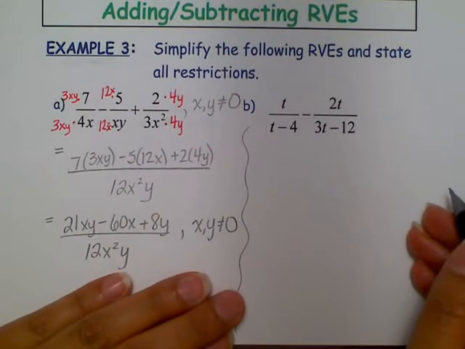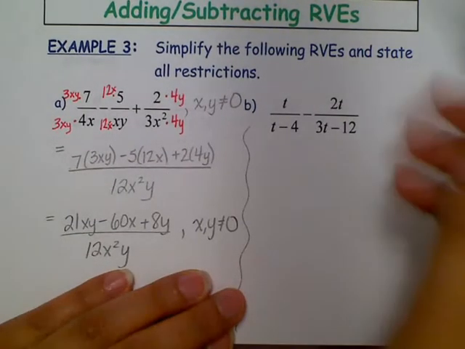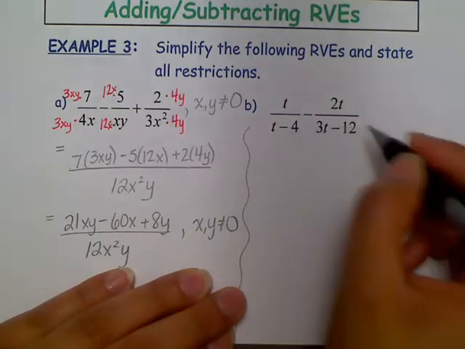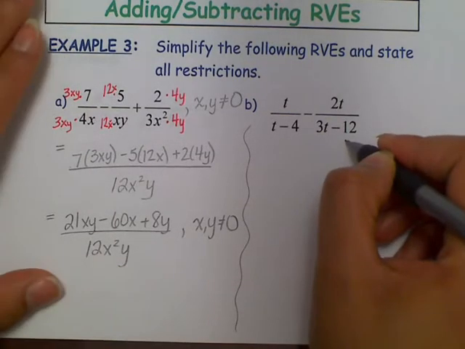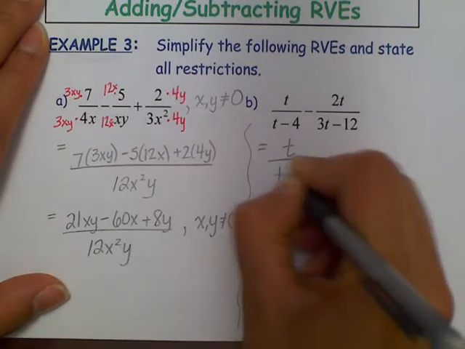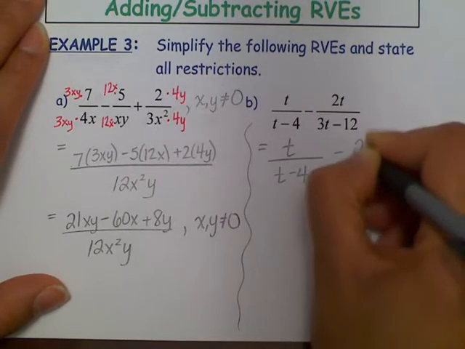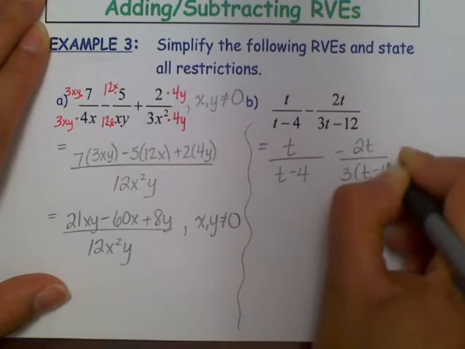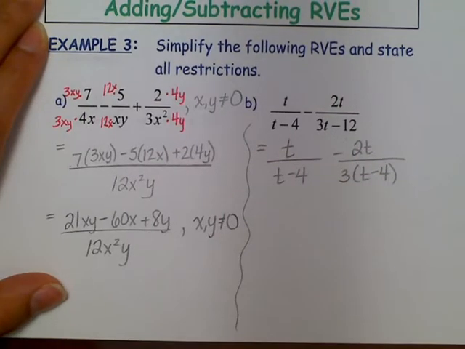Okay, for our second example, again, we're going to simplify and state all restrictions. But in this case, you'll notice the first denominator is already in factored form, but the second denominator is not. So that's the first thing I'm going to do, factor the second denominator. And I get 3 multiplied with t minus 4.